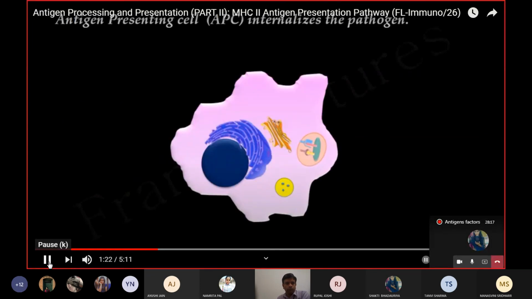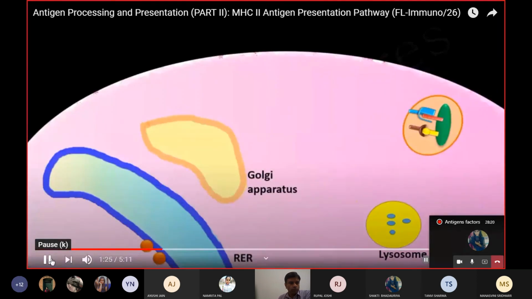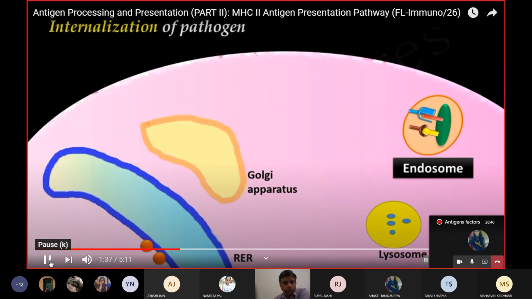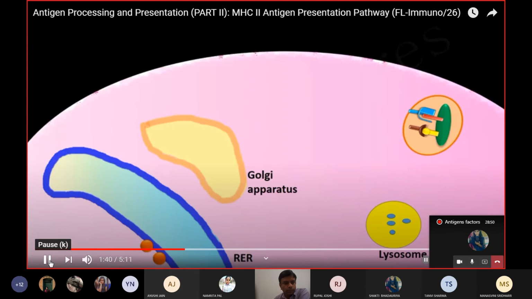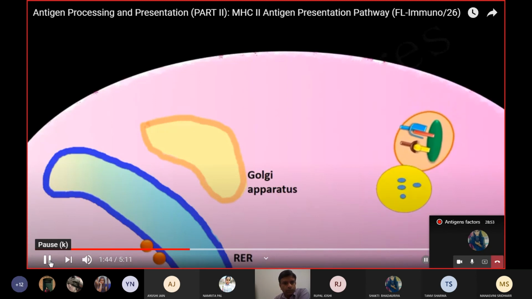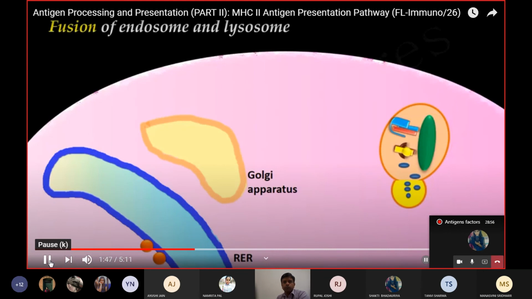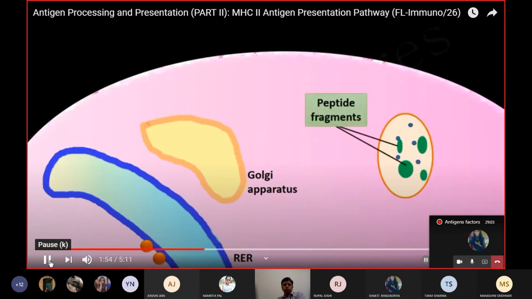Let's zoom in to study this pathway. When an antigen-presenting cell internalizes a pathogen, students, you just saw, this was the extracellular bacteria, and this bacteria has got inside the vesicle. It internalizes it into an intracellular vesicle known as endosome. In the next step, this endosome fuses with lysosome to form endolysosome. In the endolysosome, the internalized pathogens are digested by proteolytic lysosomal enzymes into small peptide fragments.